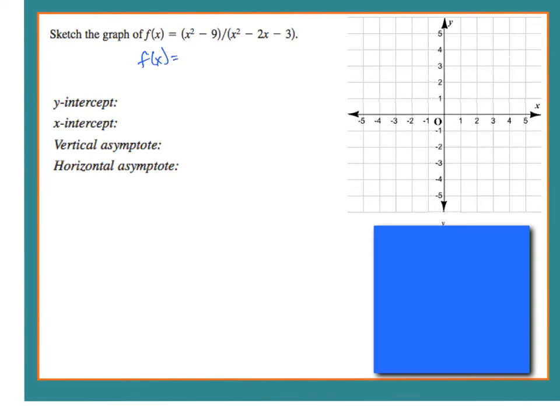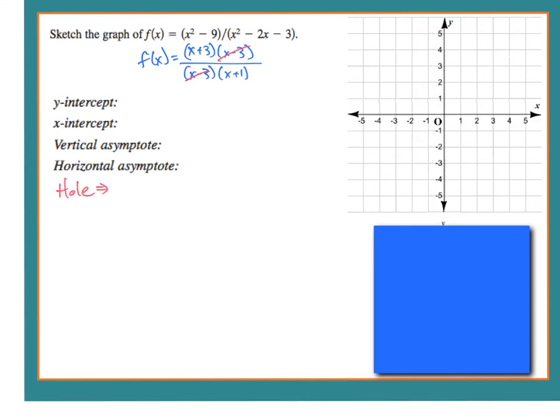So what does the top factor to? x plus 3 and x minus 3. What's the bottom factor to? x minus 3 and x plus 1. What happened? I got a hole. What cancels? x minus 3 cancels. So I get a hole.